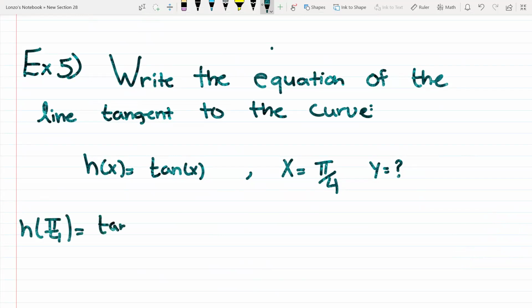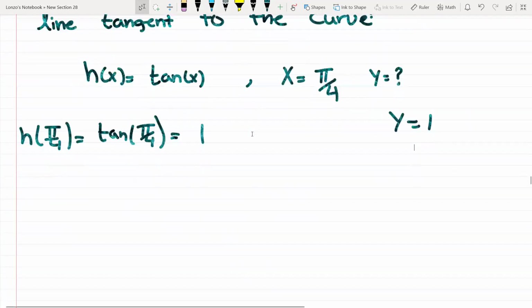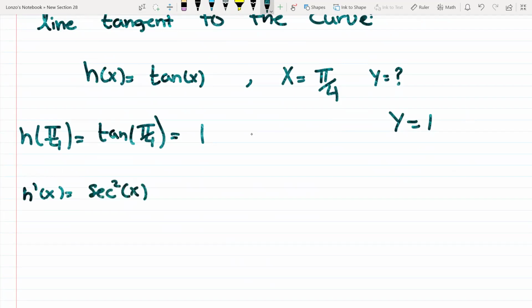So tan of pi over 4 is 1. That means our y value is 1. Then I'm going to find the slope by taking h prime of x. The derivative of tan x is secant squared x. Then plug in your x coordinate, pi over 4, into h prime of x.